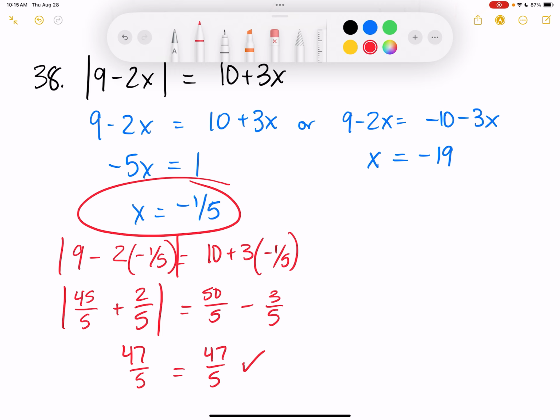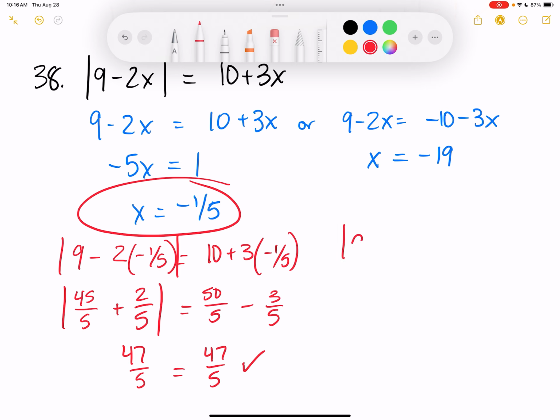You can already tell by looking at that one that it's not going to work, because 3 times negative 19 is certainly larger than 10, so you know it's going to end up being negative. But we do need to just show it just so that you can see it. But yes, this one will be extraneous for that reason.